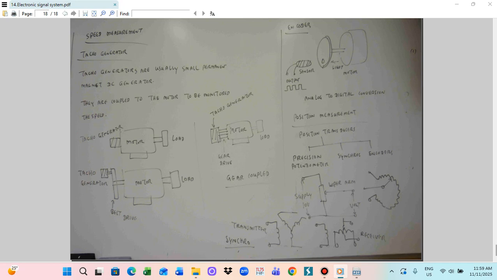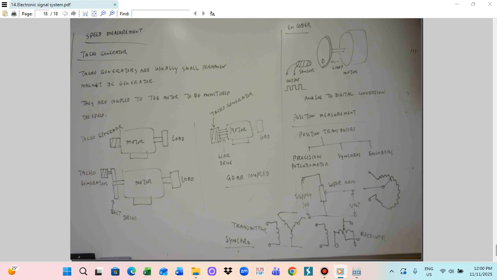In the meantime, we also use the precision potentiometer for position measurement. Position measurement uses a position transducer. The shaft position of an object can be measured by the precision potentiometer. The position transducer can be of three types: precision potentiometer, synchro, and encoder. So there are three kinds of things.